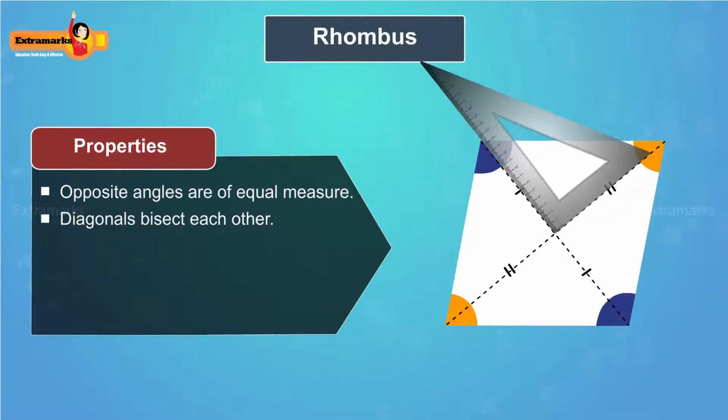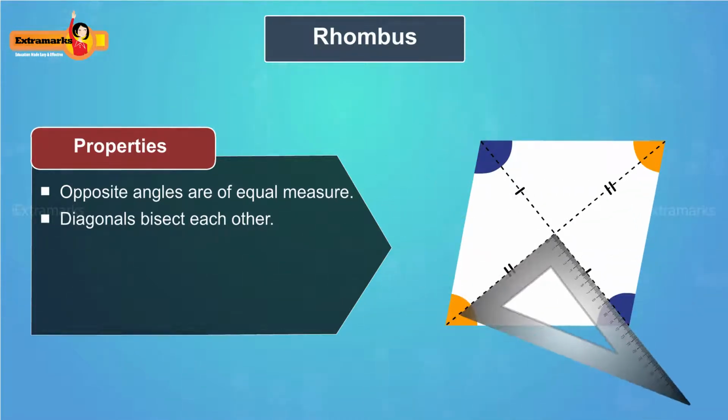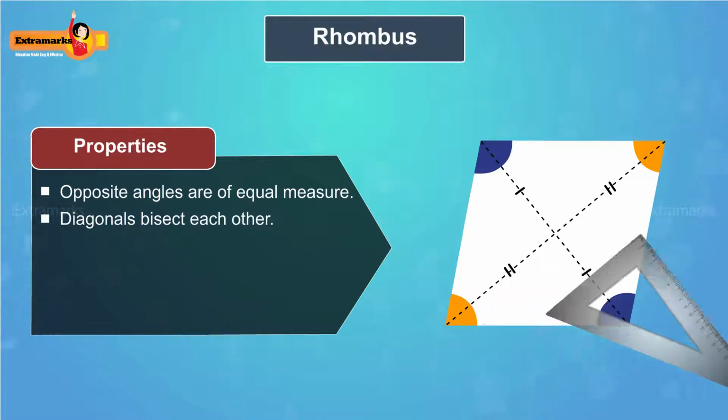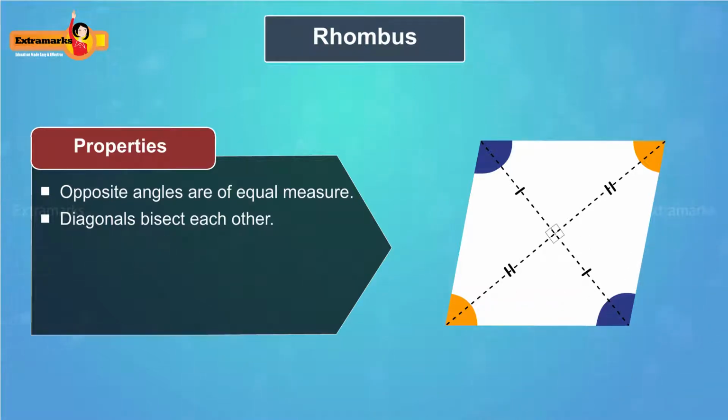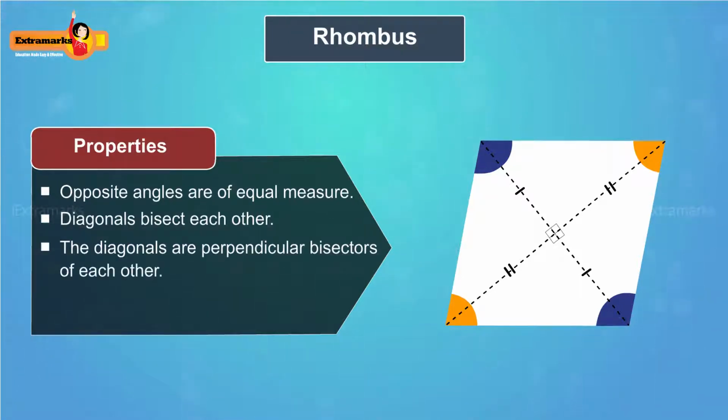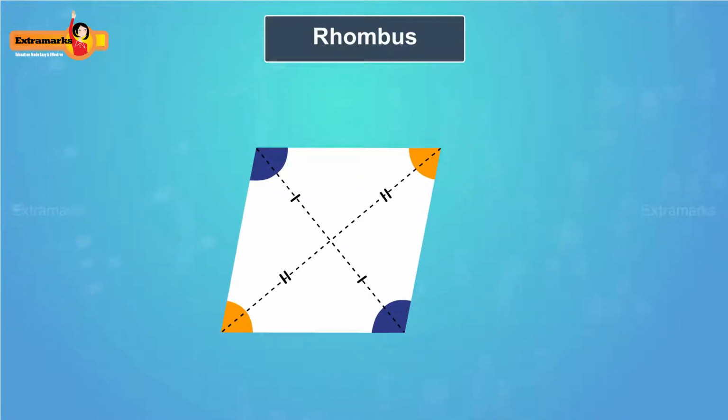Now, check the angles formed at the intersection of the diagonals using a set square. All these angles are right angles. So, a rhombus has one additional property, that its diagonals are perpendicular bisectors of each other. You can prove this property even by mathematical arguments. Name the vertices and the intersection point of diagonals as A, B, C, D and O respectively.